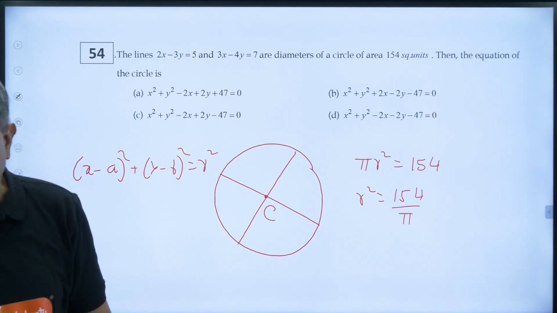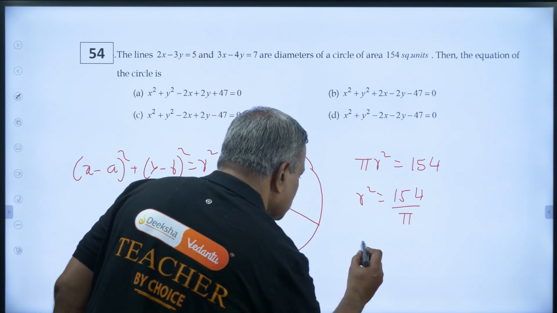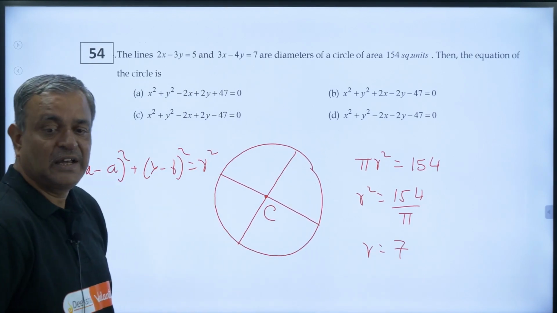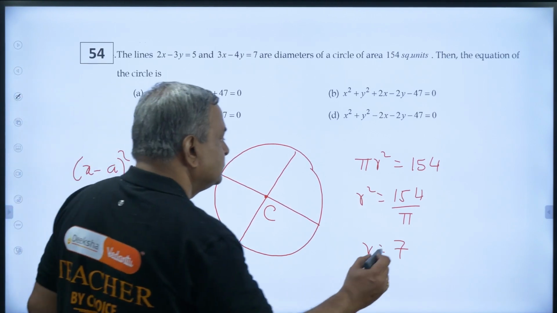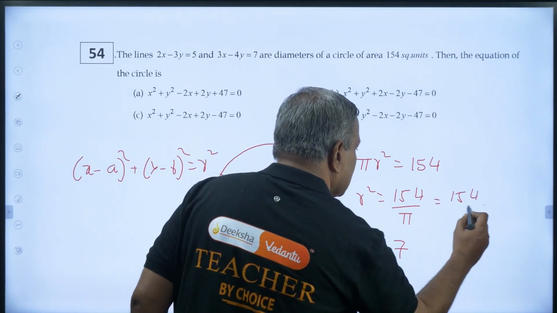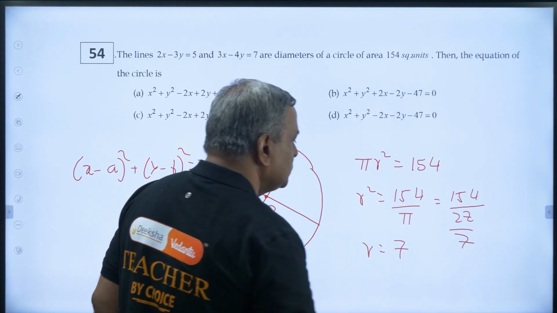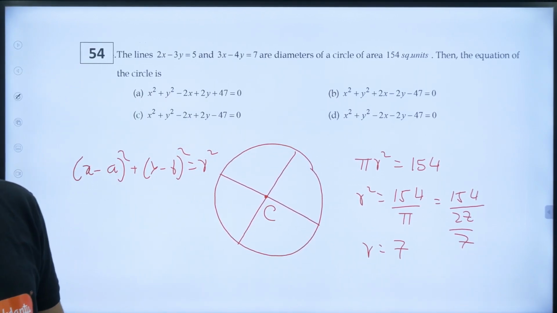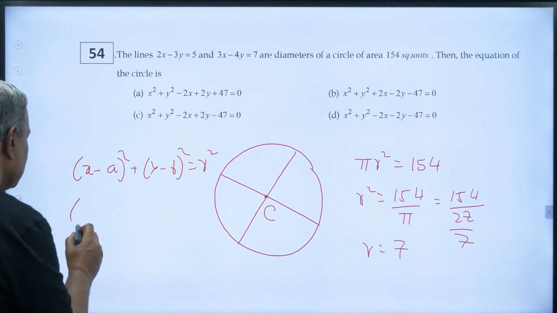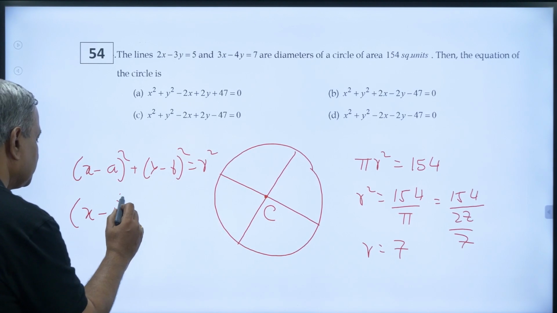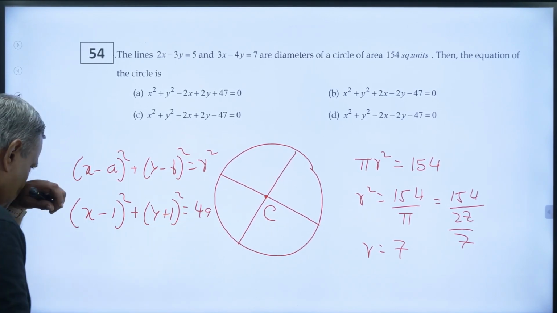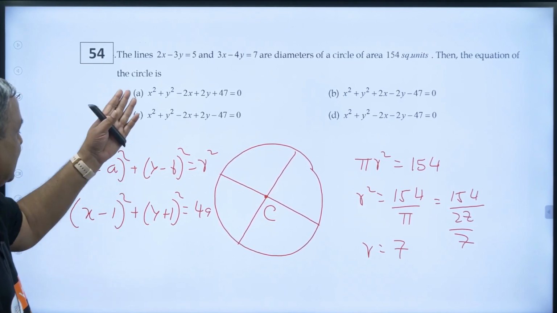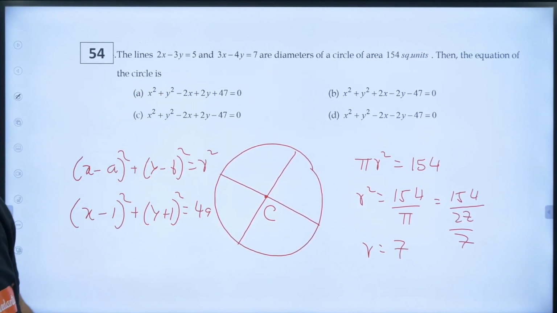So area pi r square is equal to 154, and you get r is equal to 7. Pi you take as 22 by 7. This is 154 by 22 by 7, so you get r is equal to 7. Once you get r is equal to 7, you know the center. Center comes out to 1 comma minus 1. So this will give you x minus 1 whole square plus y plus 1 whole square is equal to 7 square, that is 49. See the options, okay. 1 and minus 1 satisfies.